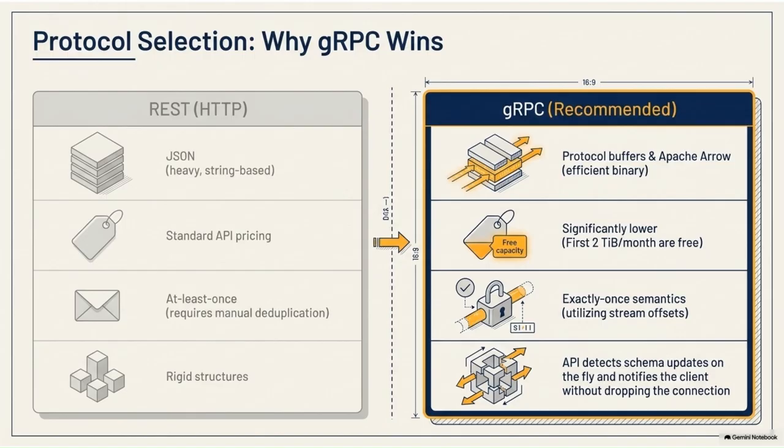But in gRPC, you by default get exactly-once semantics, utilizing stream offsets, which is one of the concepts of streaming. Now coming to the structure: in REST, it's a rigid structure. You can't change it; the schema has to always match. If you have a background in APIs, like FastAPI or any other way of loading via APIs, you would understand this. Otherwise, in gRPC, the API automatically detects the schema on the fly and notifies the client without dropping the connection. So this is another importance of going with gRPC.